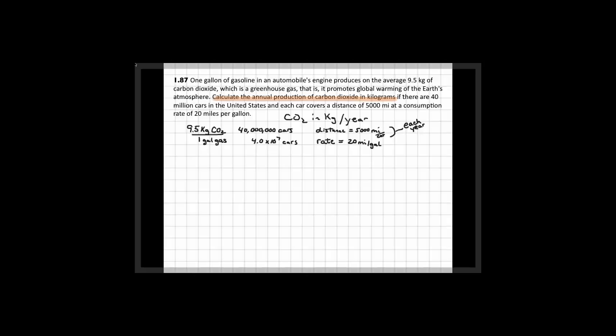Now that we have this listed out, what we want to do next is to decide on a plan or a series of steps that are going to take us from this information that we have to what we want, which is CO2 produced by the cars in kilograms per year. So the first thing I'm noticing is, based on the units, miles per car and 20 miles per gallon, I could use the distance and rate information. So here's our plan, and I can use the distance and rate to get gallons of gas, and that's for each car.